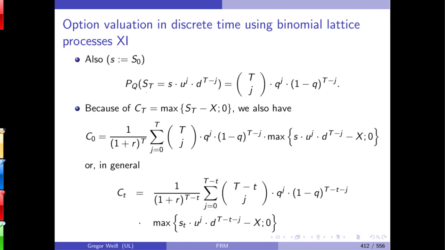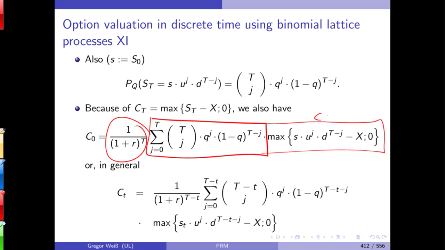The payout, actually, of the call, again, is maximum of ST minus X, or 0. So we have what? C0 is discount factor. This is the discount factor. This here is the probability, and this is the cash flow. Cash flow, probability, discount factor. And that's the option price under risk-neutral pricing. Just the expected value of the future discounted cash flows.